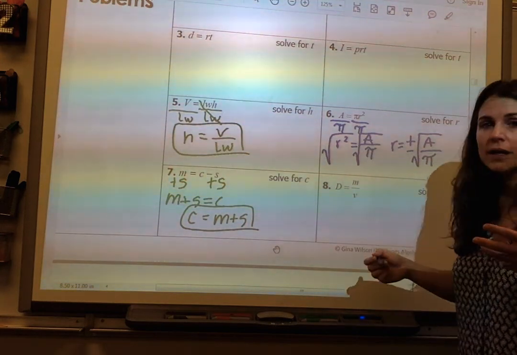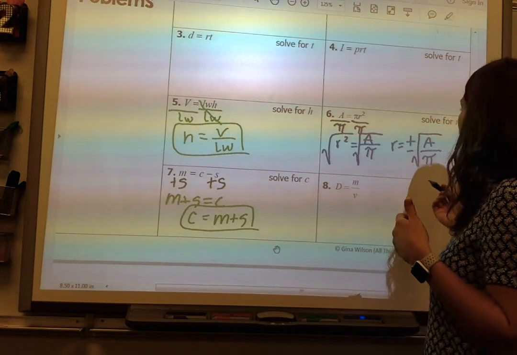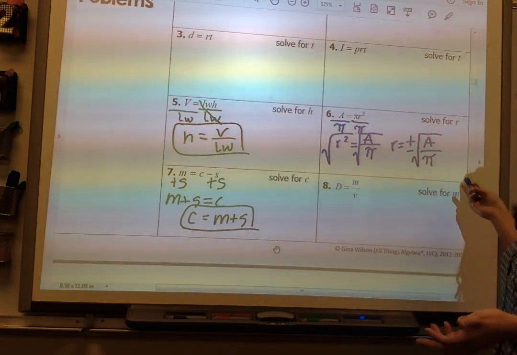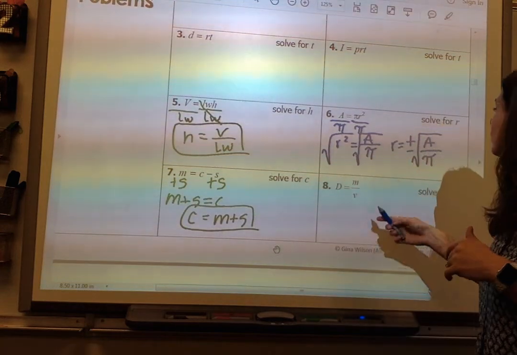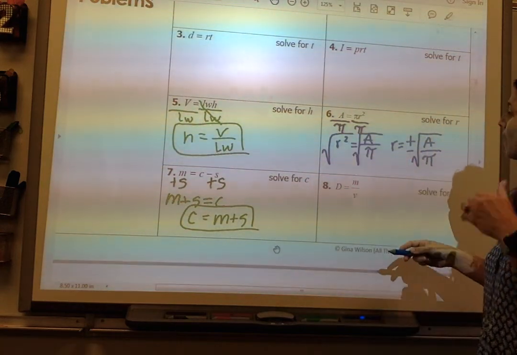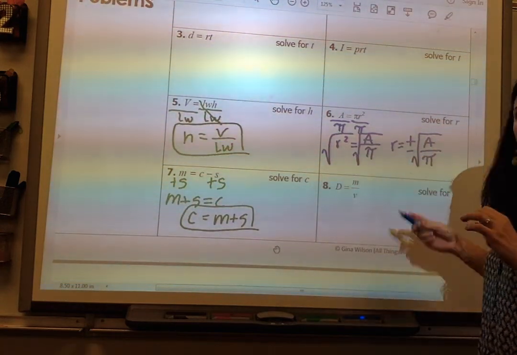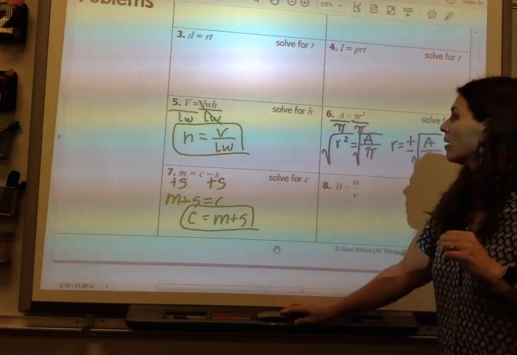It's plus or minus because it's squared. So like, negative 6 squared is positive 36. So this can be a positive and negative value. So R equals plus or minus the square root of A over pi.